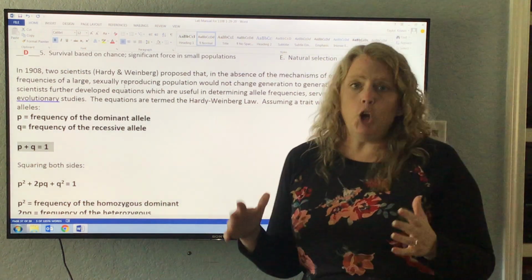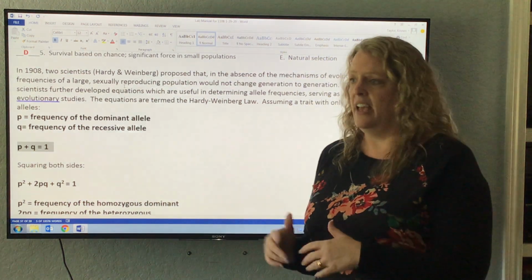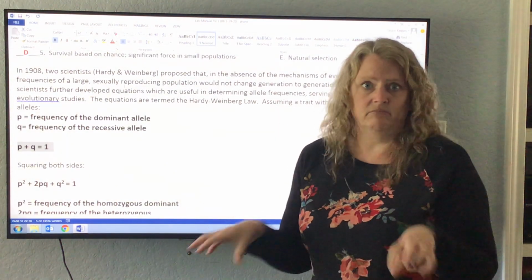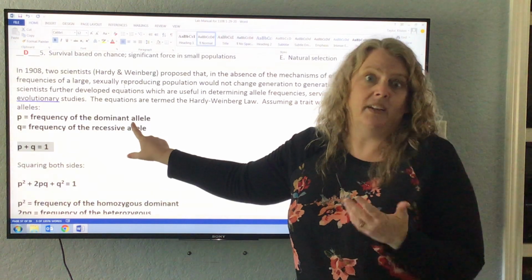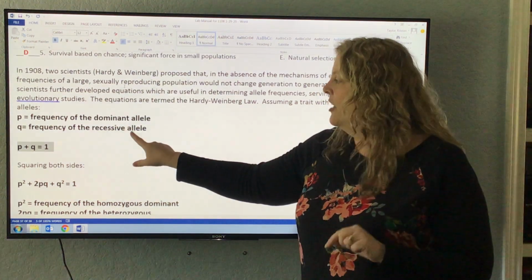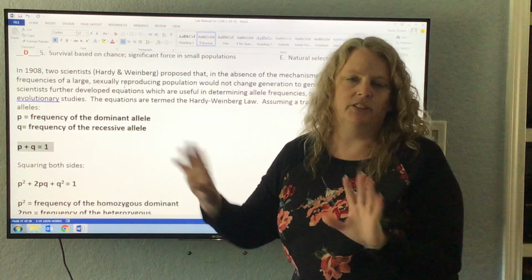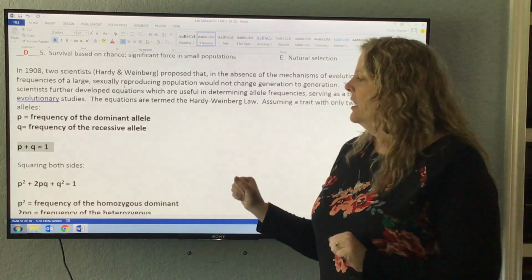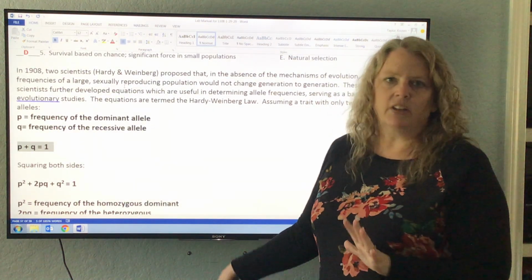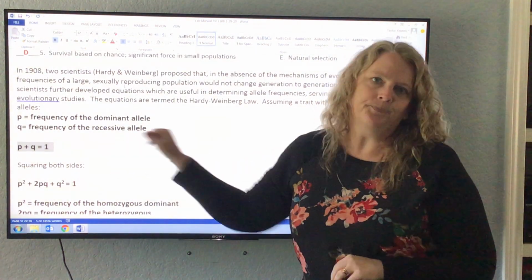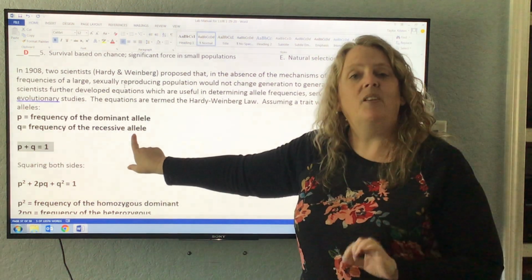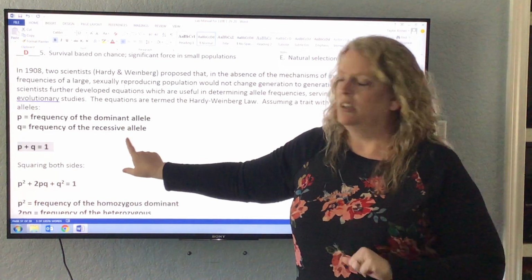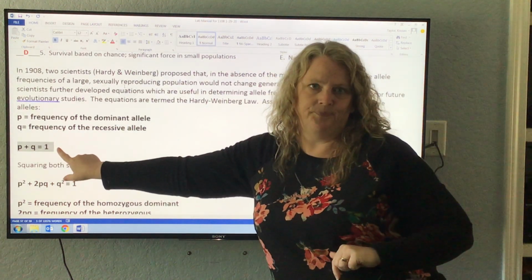So if you have 200 alleles, and it's 50-50%, so that means 100 out of those 200 alleles would be the dominant allele. And the other 100 would be the recessive allele, just for an example. Okay. And we'll do some practice problems down here, how to use this equation. Okay, so remember, this equation is what you use for the frequency of the allele.